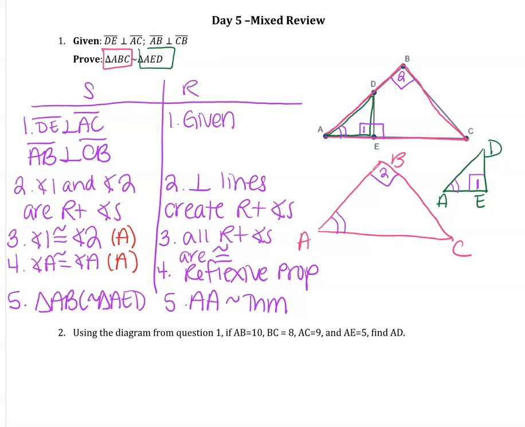All right, so it says, using the diagram for question 1, if AB is 10, so let's label this, BC is 8, AC is 9, and AE is 5, find AD. Okay, so I labeled it in my separated image. I felt that that was easier to identify that way.